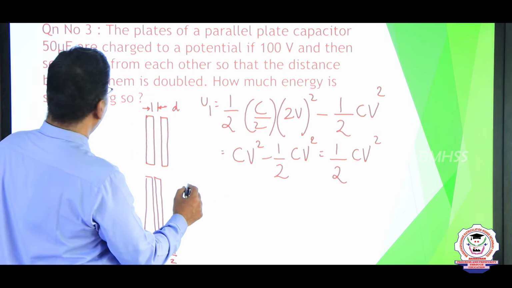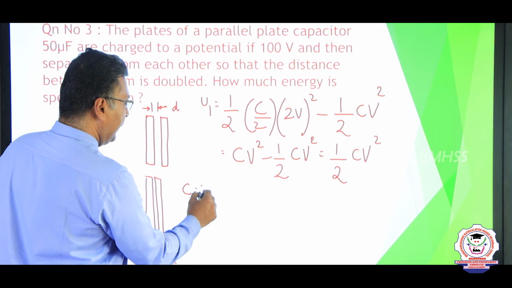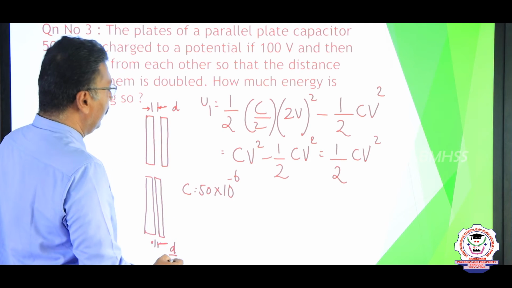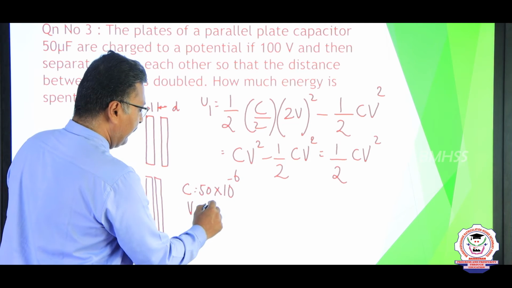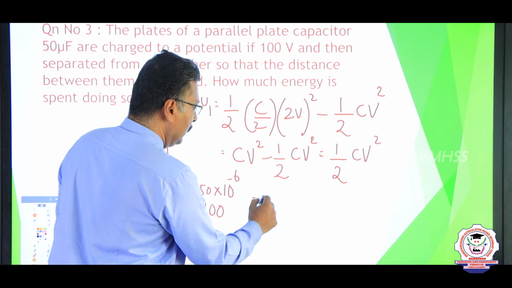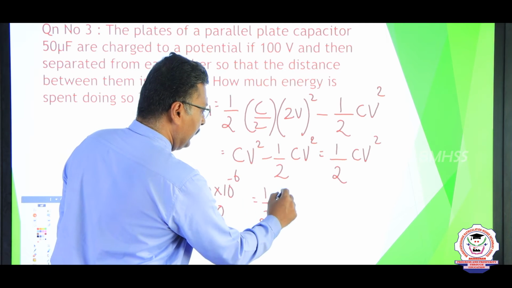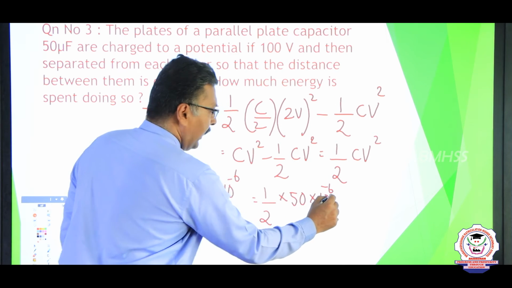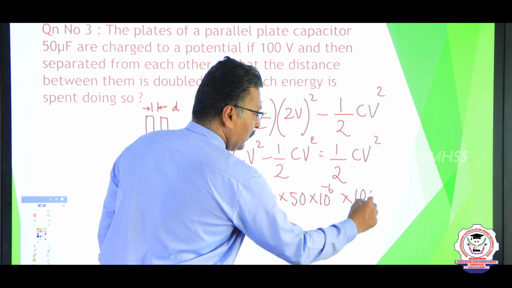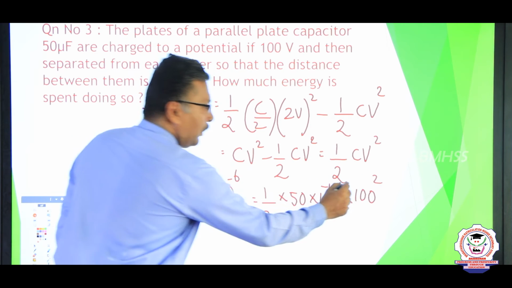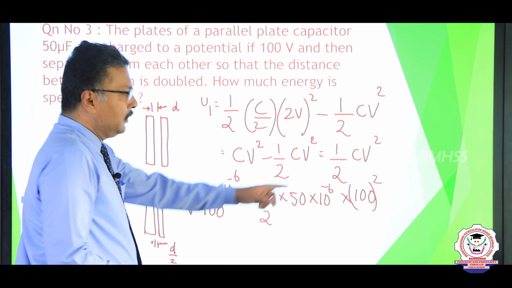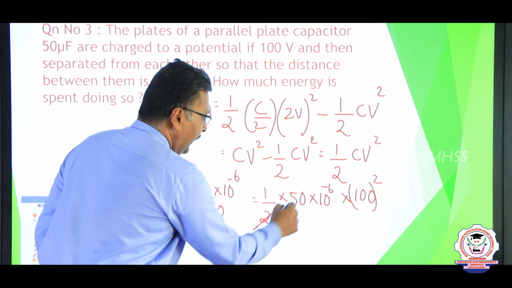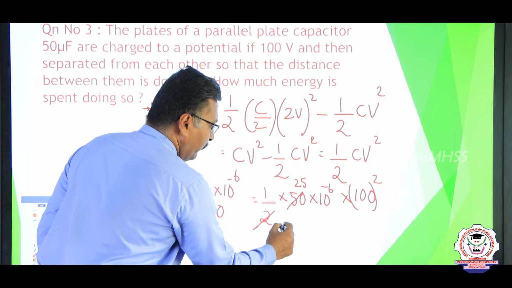Now we can substitute the C value to be equal to 50 microfarad, 50 into 10 to the power minus 6, and the voltage to be 100. So we get half into 50 into 10 to the power minus 6 into 100 square. 10 power minus 6 into 10 to the power 4 is 10 power minus 2, and this is 25. So you get 0.25 joules.